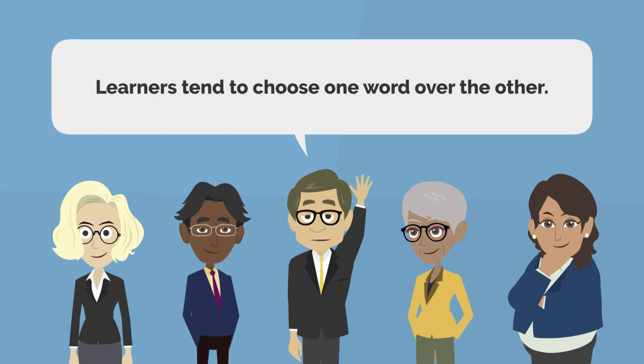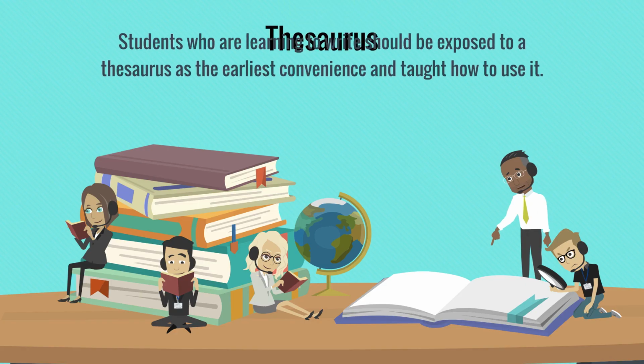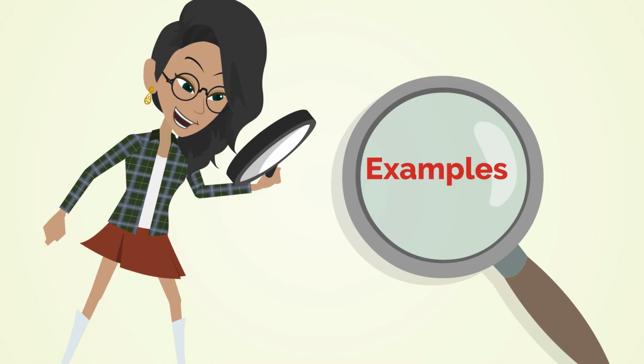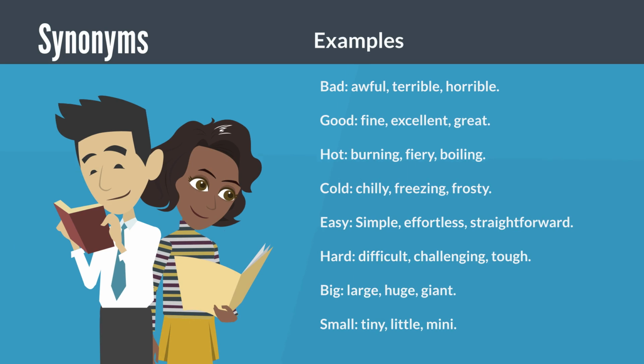However, when it comes to the learner, they tend to choose one word over the other when they write or speak. If they need to use the same word frequently, then they should find synonyms that match the spoken word. A great source of synonyms would be a thesaurus. Students who are learning to write should be exposed to a thesaurus at the earliest convenience and taught how to use it. Examples of synonyms: bad, awful, terrible, horrible.